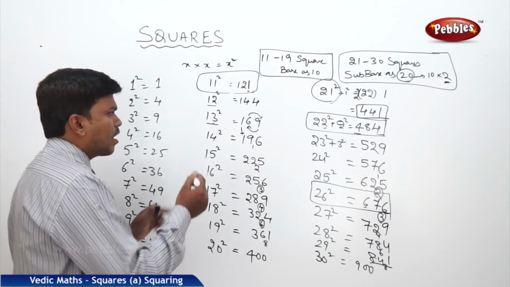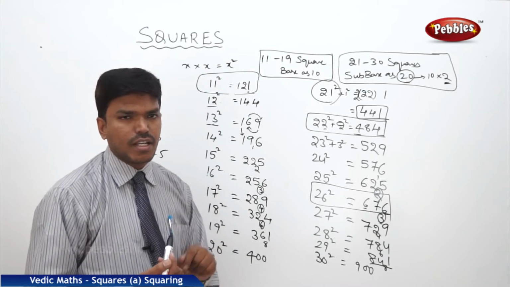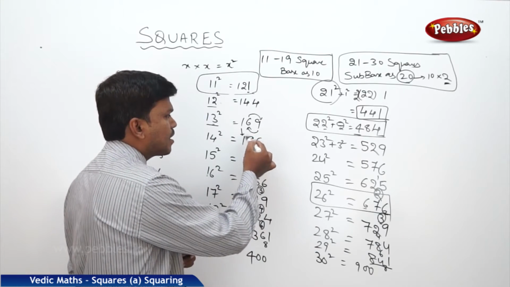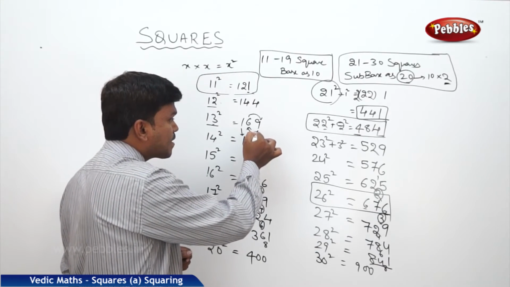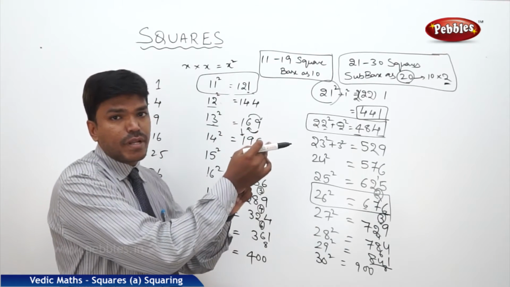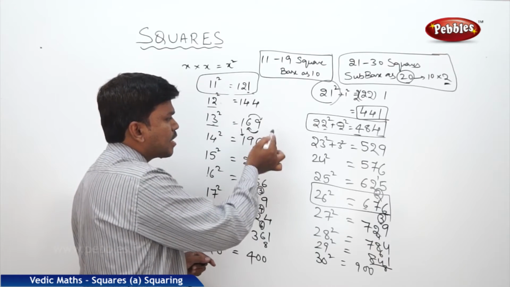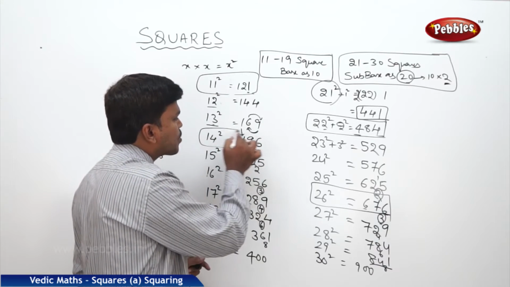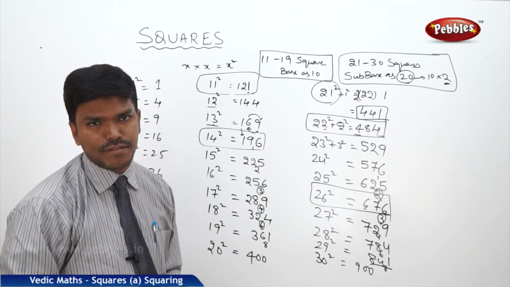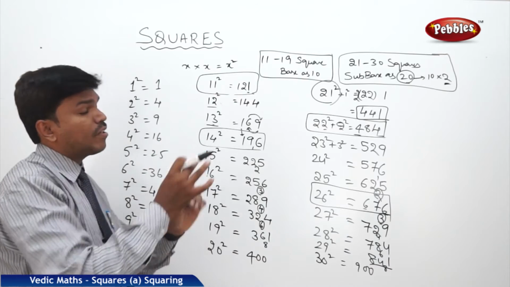Now suppose you know 13 square is 169. You simply drop the hundreds place digit and interchange the digits of the tens place and the ones place. So 9 in the 6th place and 6 in the 9th place. So you will get 14 square, that is 196. Okay, like this you can remember the 14 square.